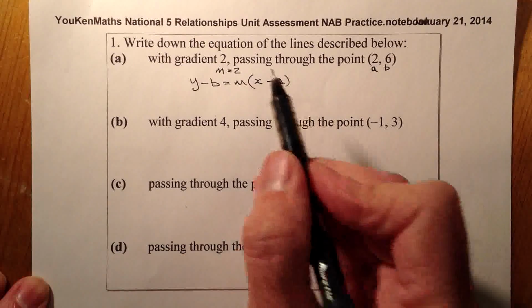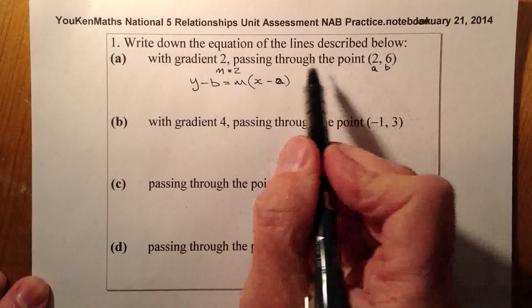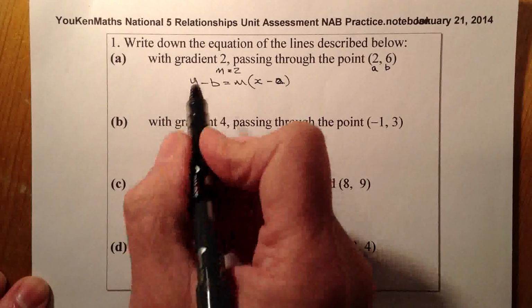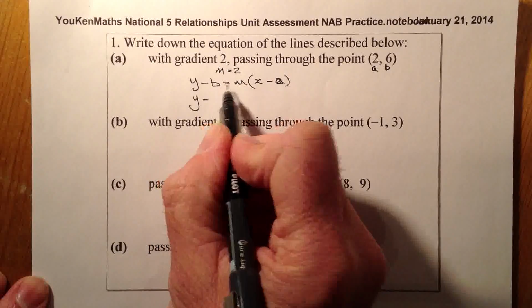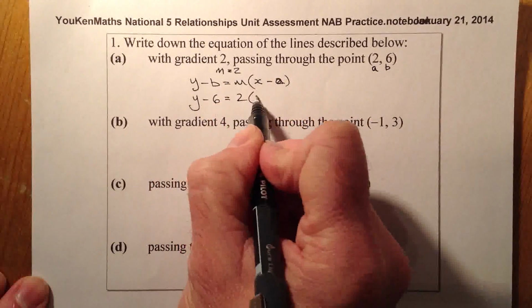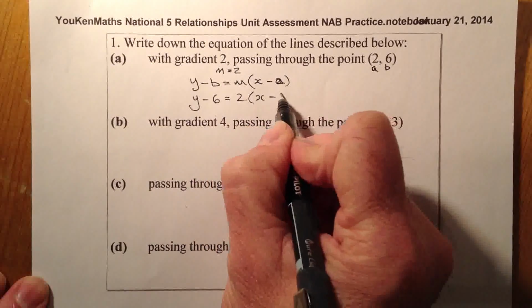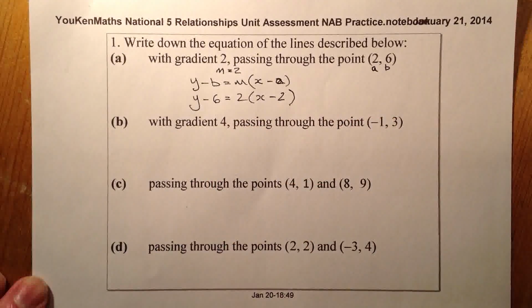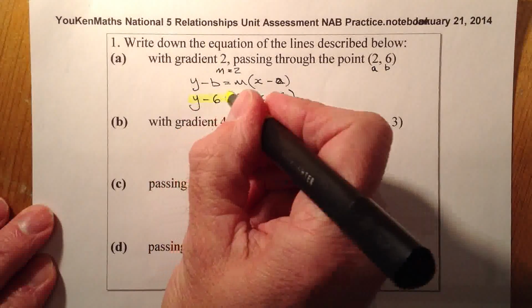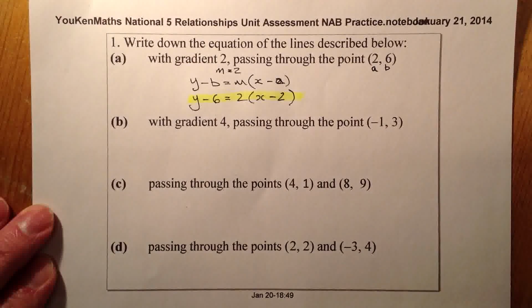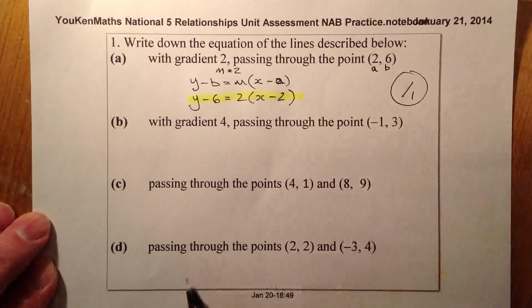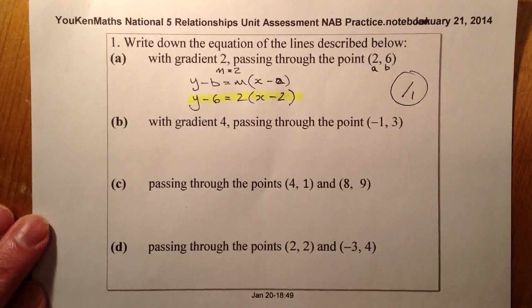From there what we're going to do is substitute the values that we have into the equation, and that should give us our solution. So starting with y minus, and I'll take the 6 for b, is equal to the gradient, which is 2, and it's x minus the 2 that's there. Okay, and that's question 1a complete. We're just going to get 1 mark for getting this answer here, so that is just out of 1 mark. Okay, freeze the video and try the next 3 questions.